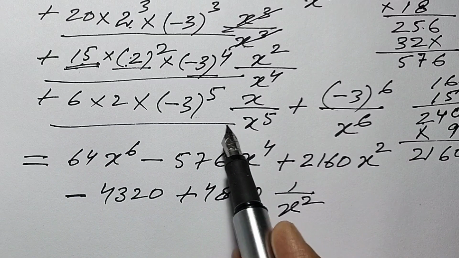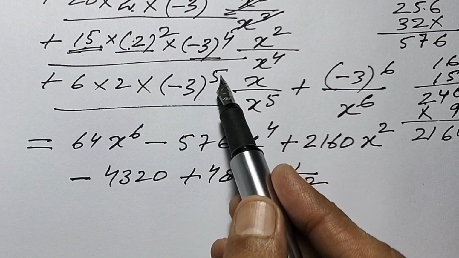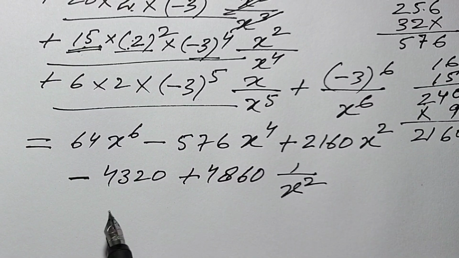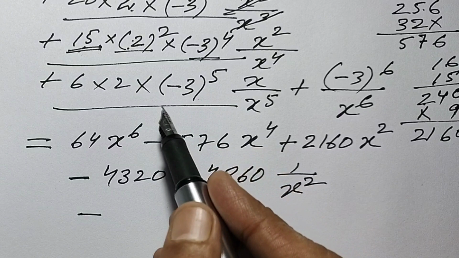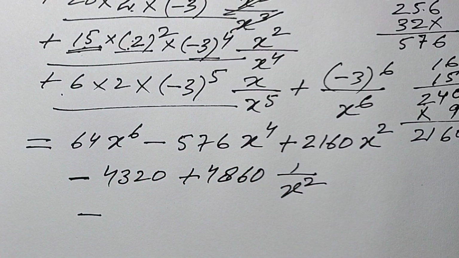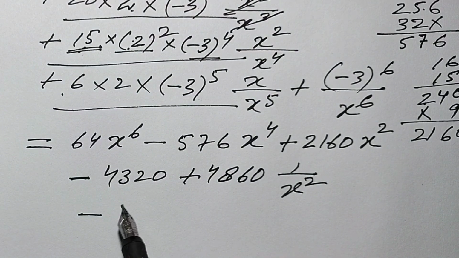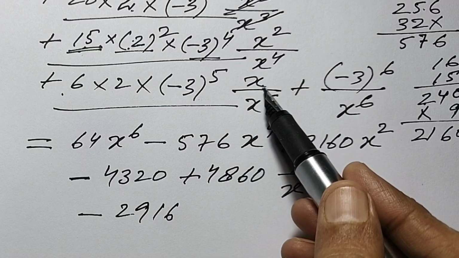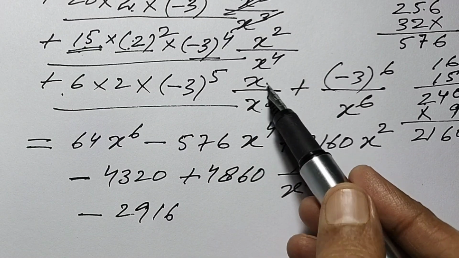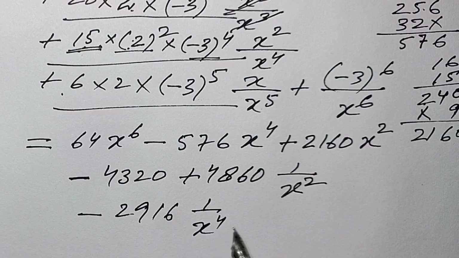Now the second last term, we have to simplify first the numerical factors. So now the minus 3 raised to the power odd, so the result will be negative, so we have to write down minus first, and then we have to multiply 3 raised to the power 5 and 12, so 3 raised to the power 5 will be 243, and we have to multiply it by 12, so we get 2916. And variable factor will be 1 upon x raised to the power 4, because 1 power is reduced from the denominator. So we have 1 upon x raised to the power 4.